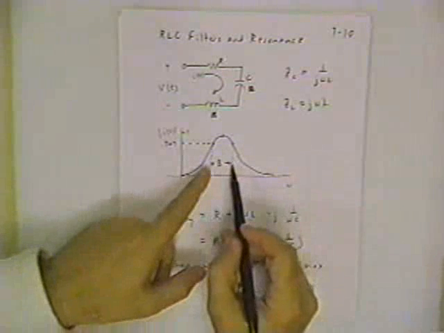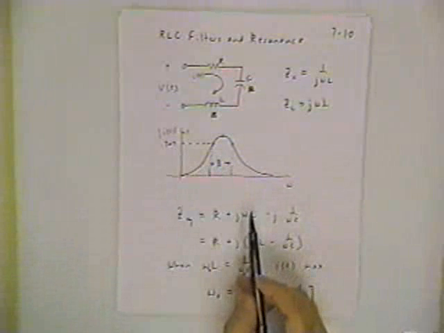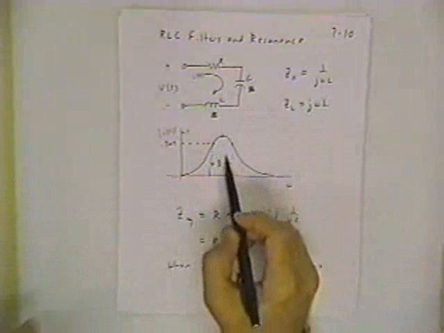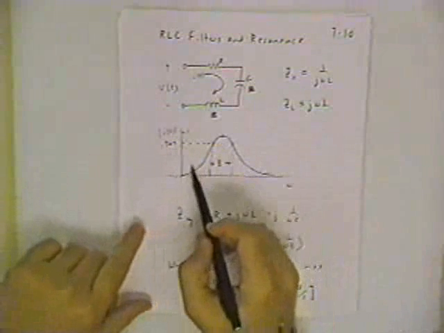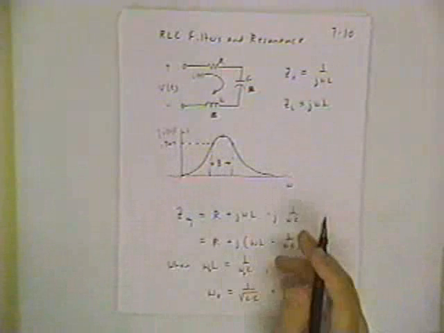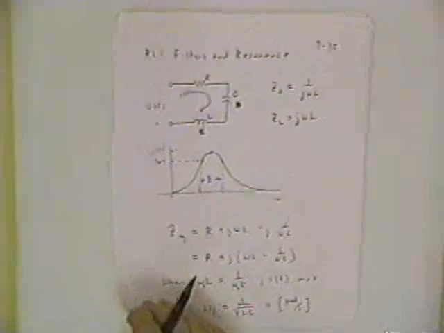And if you have the bandwidth very small, that means that your resonance curve is going to be a very strong spike. If the bandwidth is very large, then this curve is spread out over a lot more frequencies. That's a measure of the quality of the circuit. So there's something called a quality factor, which you'll see in your notes. And we're going to talk about that in just a minute.